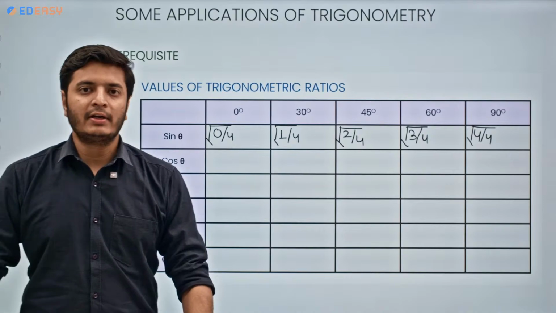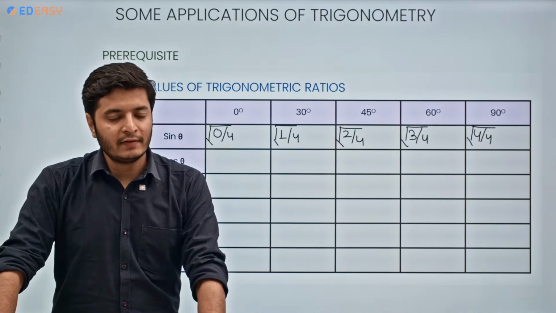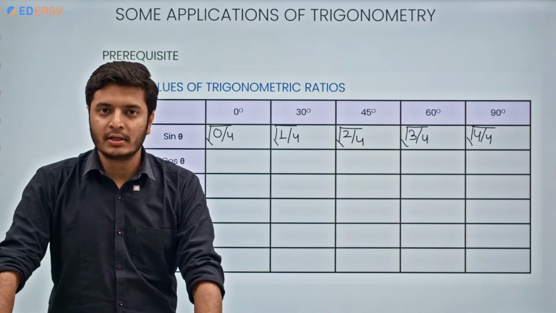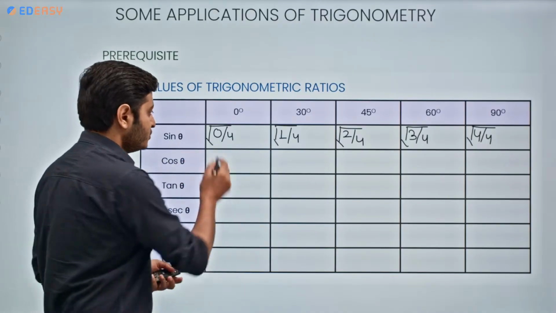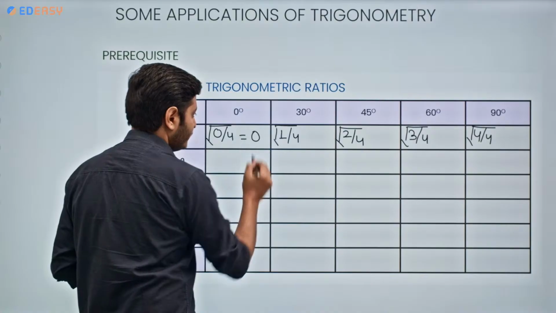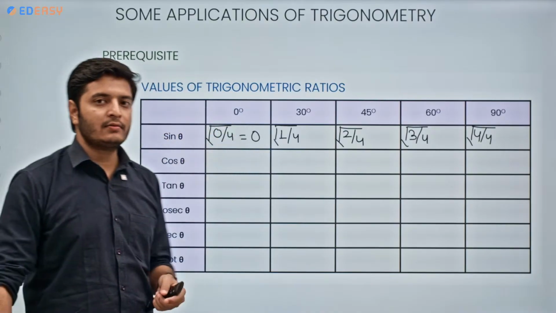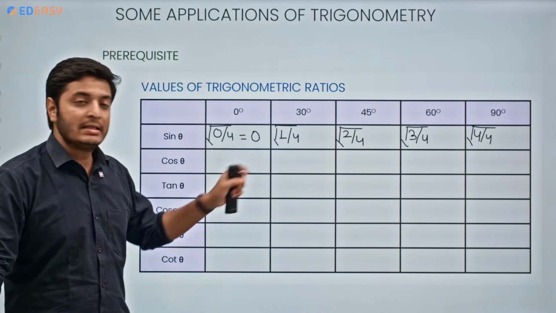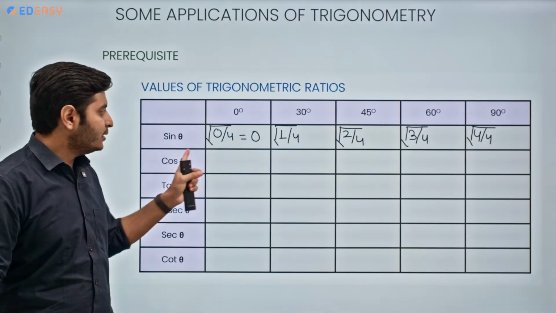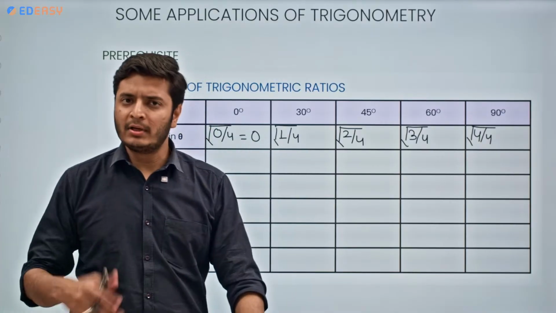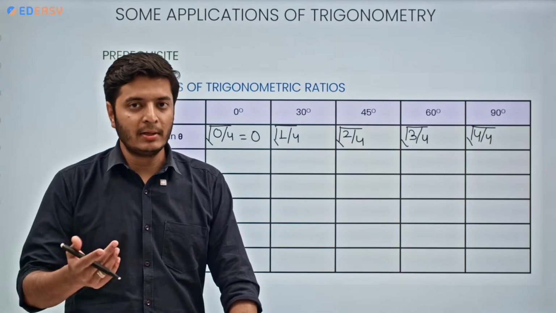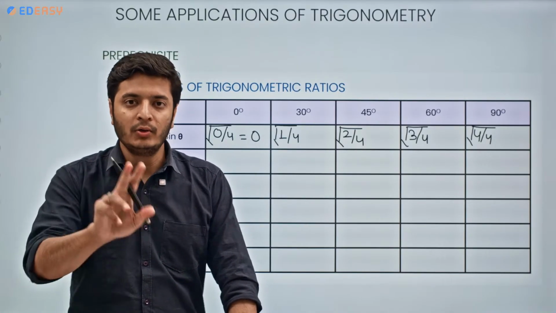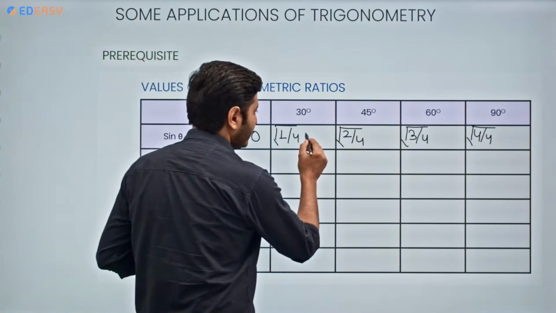Now, tell me one thing. What is 0 divided by 4? 0 divided by any number will always result in 0. Under root 0, 0 again. So this is gonna give us 0. So sine theta when theta is equals to 0 degree is 0. Then 1 by 4. 1 by 4 is 1 by 4, but under root 1 by 4 is what? Under root 1, 1. Under root 4, 2. So this is gonna give us 1 by 2.